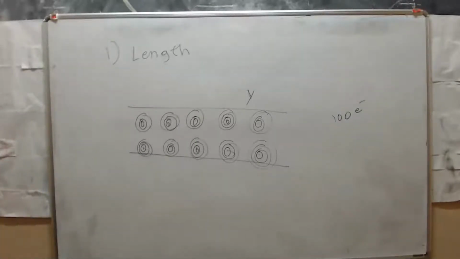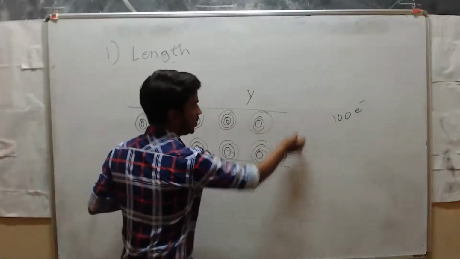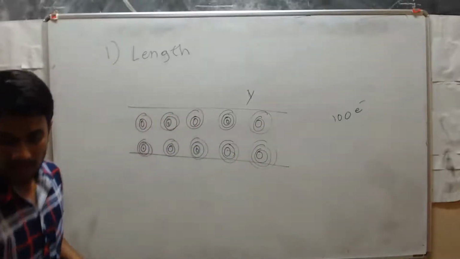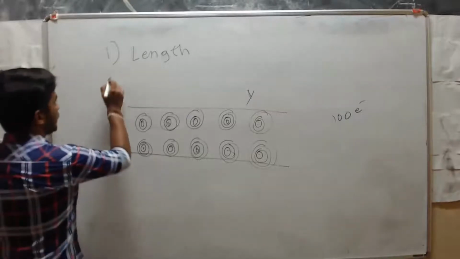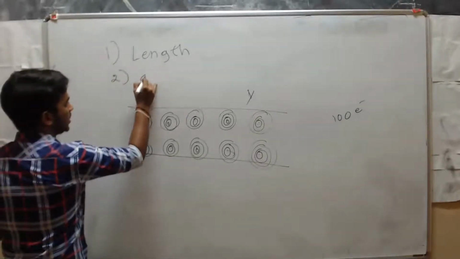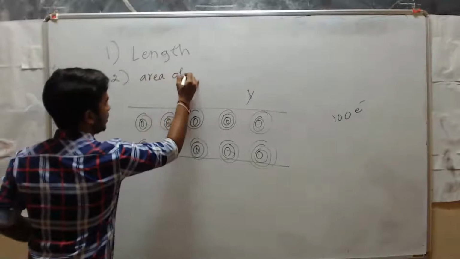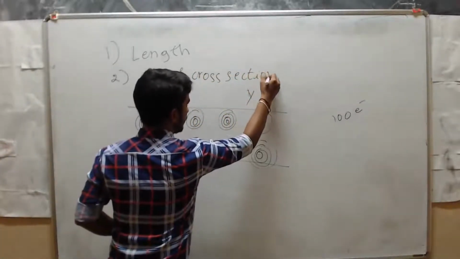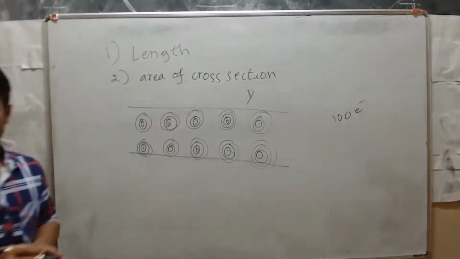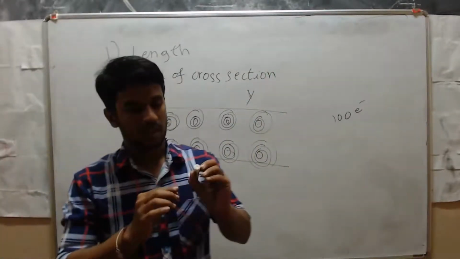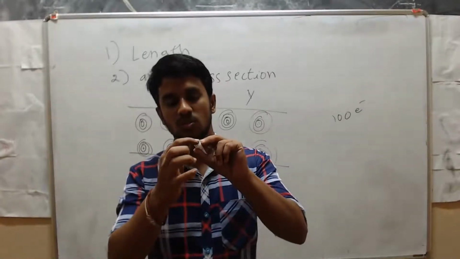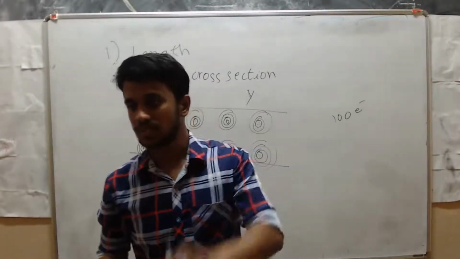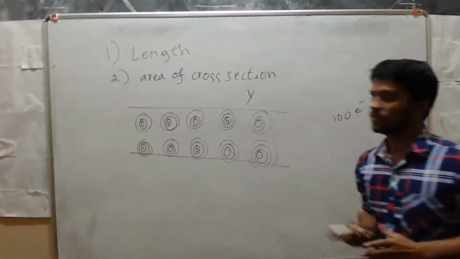Clear, right? The second factor depends on the area of cross section. What do we call area of cross section? The second factor is area of cross section. Area of cross section means here, it is a round shape, right? So we call this area the area of cross section. Clear?